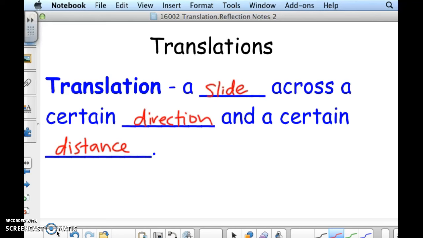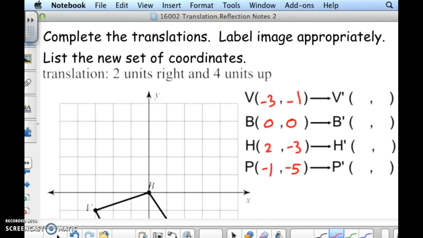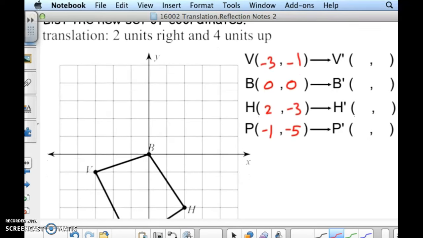They're going to tell me exactly where it's going to go. They're going to tell me what direction it's traveling, so left or right, up and down, and they're going to tell me the distance, how far I am moving. So for this first one, we're going to complete the translation. My figure is simply going to slide. I'm going to label it appropriately. That's telling me I'm looking at V prime, B prime, H prime, and P prime. I'm going to list this new set of coordinates. Notice I've already listed the coordinates for V, B, H, and P, so we're going to be listing the prime section today.